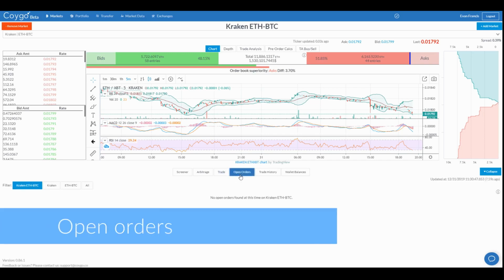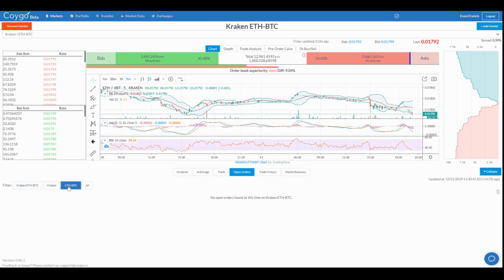And then in the open orders section, this is where we actually have any orders that are open for this market, for this exchange, for this market pair across all exchanges, or all open orders in general. So right now we have no open orders.